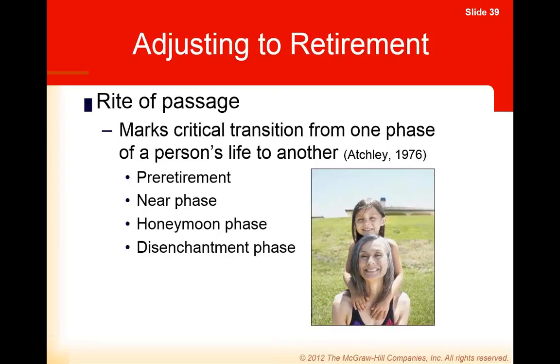Then the disenchantment phase. This is where people start to figure out that things aren't going to be exactly as they want them in their retirement. In the case of grandparents, like I said, your grandkids are in high school or maybe even beyond that now. They've got their own thing going on, and so they're not going to have the time that you want them to have to spend with you. You're not traveling as much. So you have to go through a reorientation.